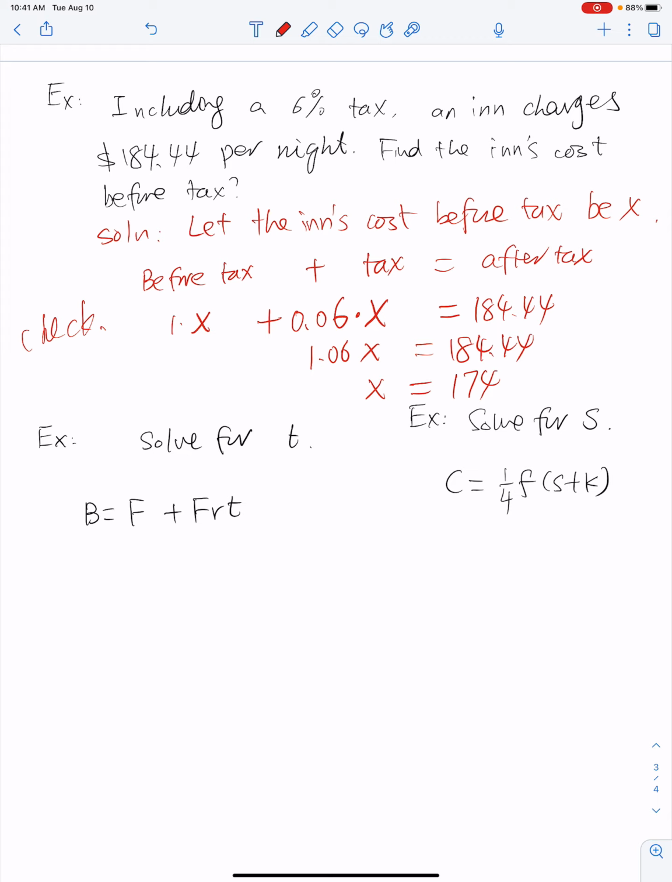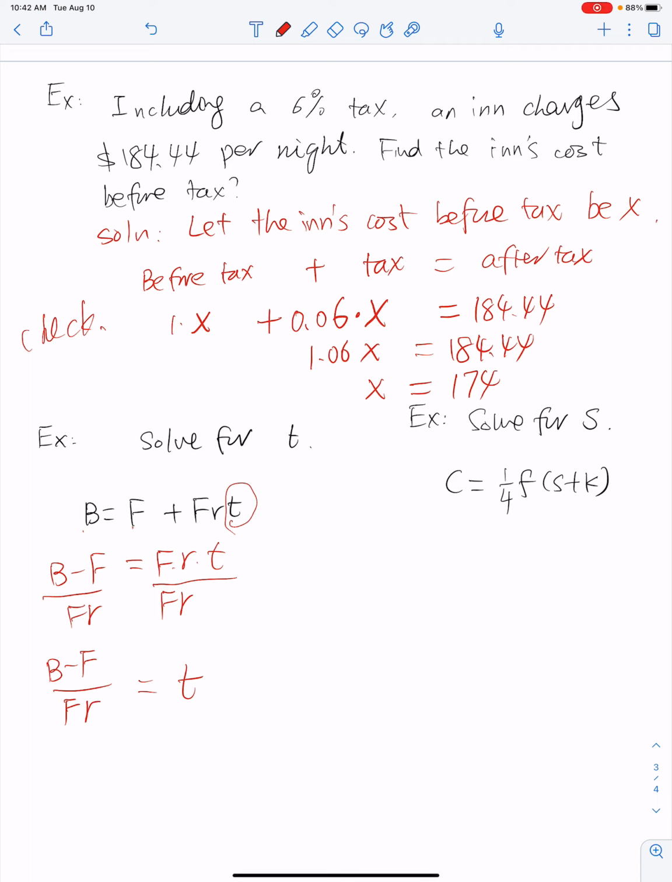These are the two other questions in this chapter. Solve for t. How could we solve for t? You treat all these other things as ugly numbers. You want only t on one side. How could you move the f? Subtract. Here, t and f are multiplied. How could you get rid of multiplication? Divide. So t equals b minus f, divided by fr.